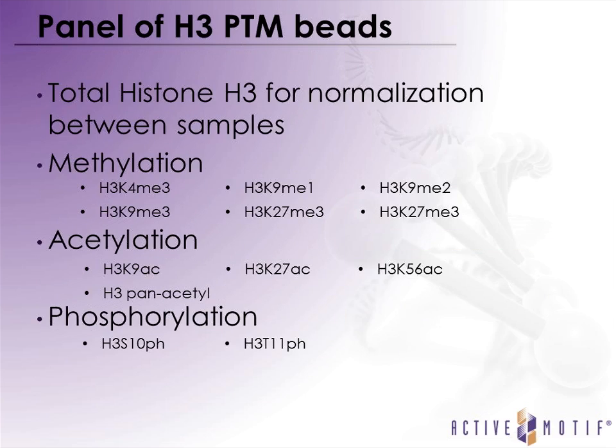We have developed a panel of histone H3 specific beads for use with this platform, and they include a total histone H3 analyte for normalization between samples. We have specificities for methylation sites at either lysine 4, 9, or 27. Acetylation includes a pan-acetyl bead or one that is specific for lysine 9, 27, or 56. And we also have two phosphorylation marks for serine 10 and threonine 11.